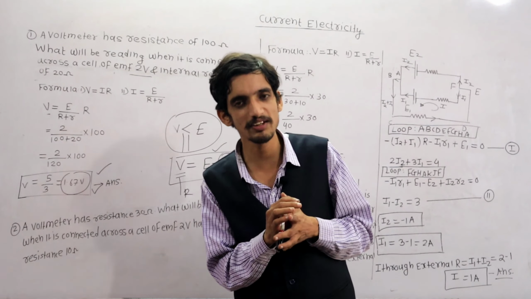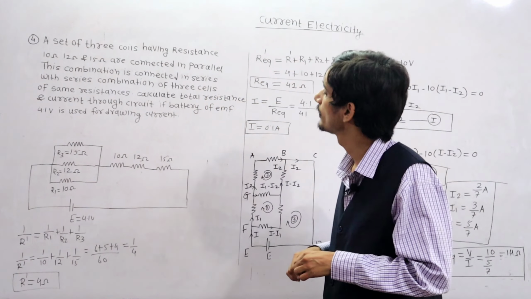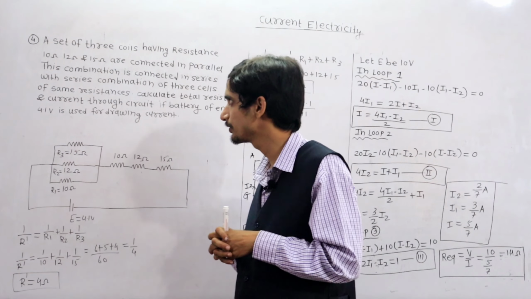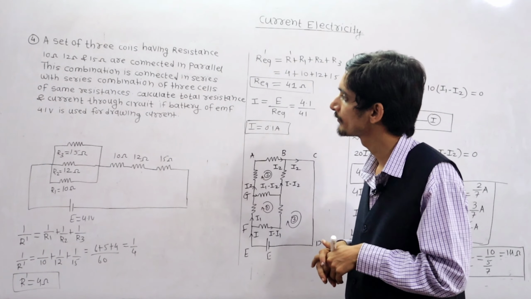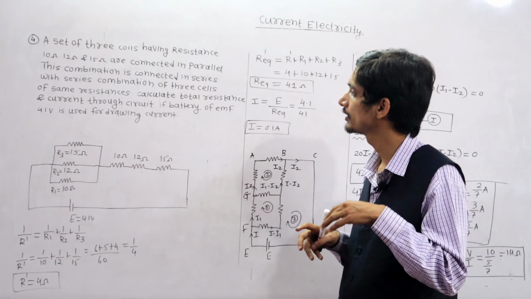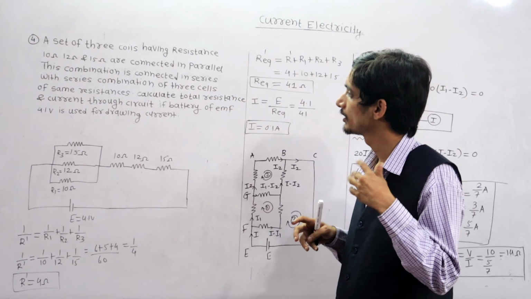Now we are going to discuss the fourth problem. A set of three coils having resistances 10 ohm, 12 ohm and 15 ohm are connected in parallel. This combination is connected in series with the series combination of three cells of same resistances. Calculate the total resistance and current through the circuit if a battery of EMF 4.1 volt is used for drawing the current.